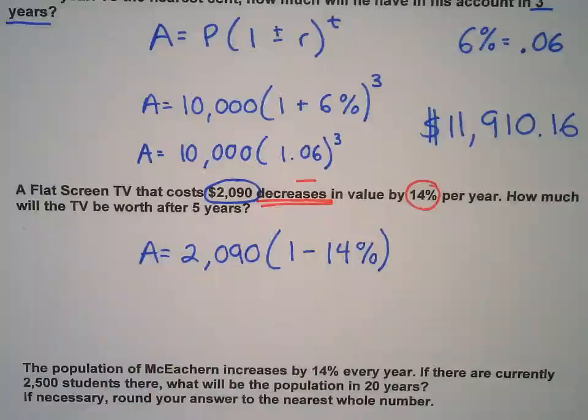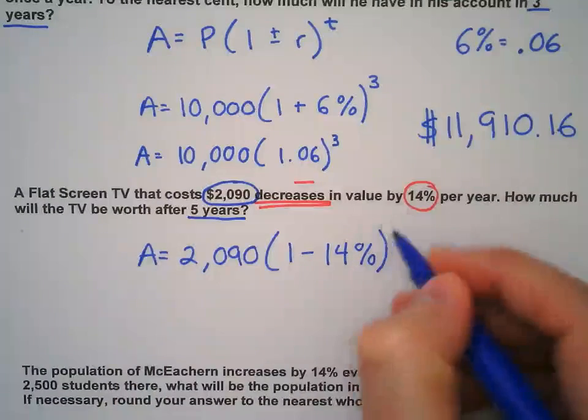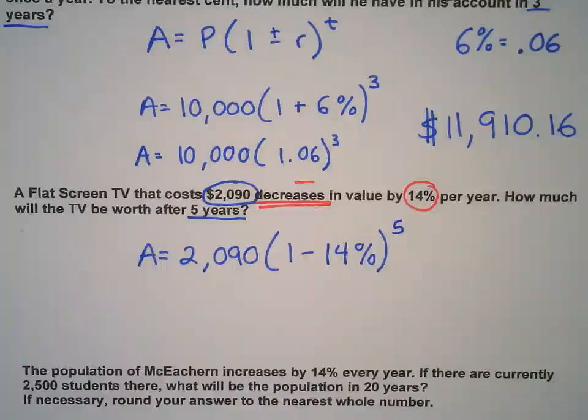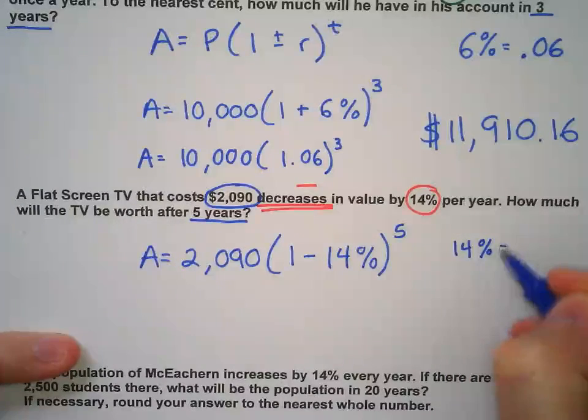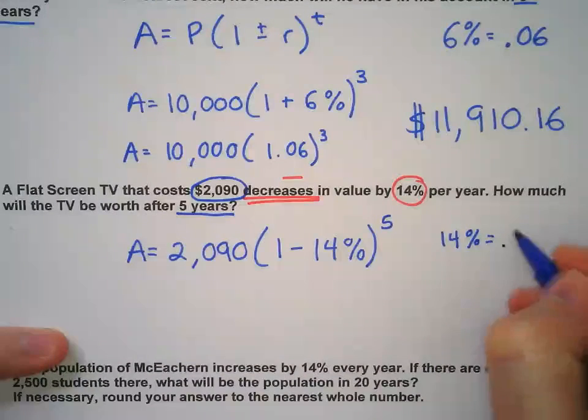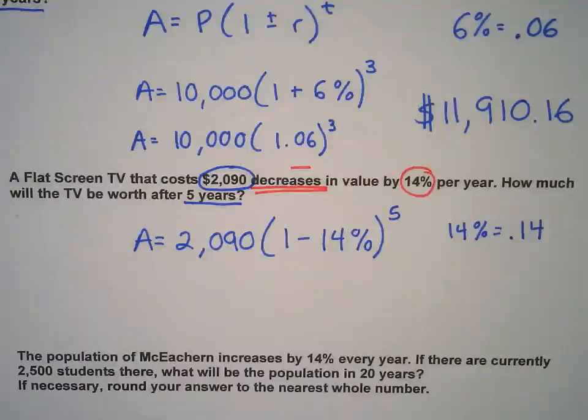Then our time, how much time has gone by? Well, that tells us right there, 5 years, so we put the 5 up there. If you want to turn 14% into a decimal, 14% is the same thing as 0.14. If you don't know how to turn percentages into decimals, let me know. I can make a separate video for that with some examples and step by step instructions. Really it's just moving the decimal over twice.